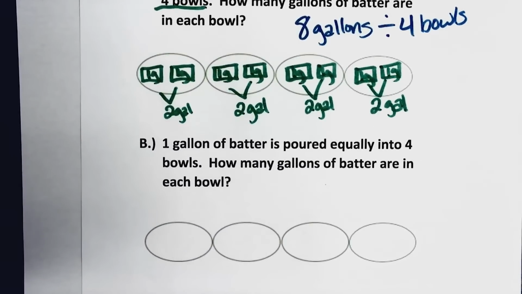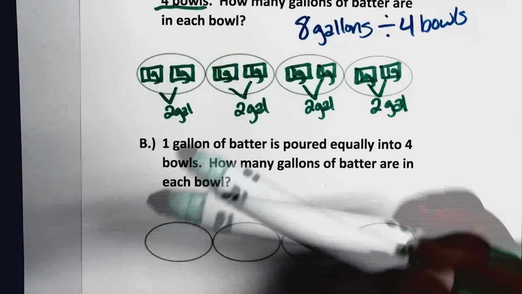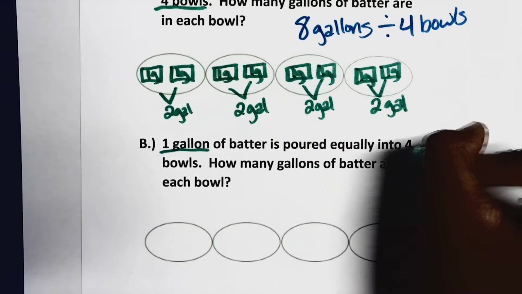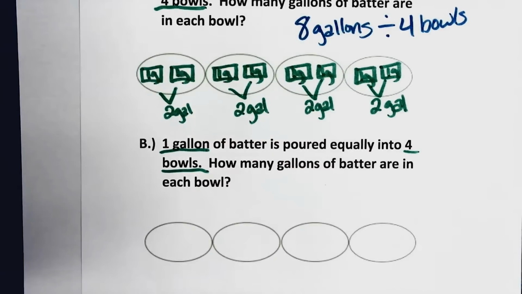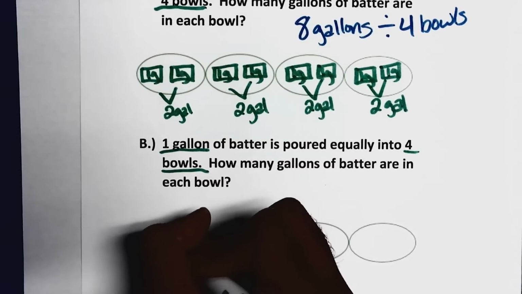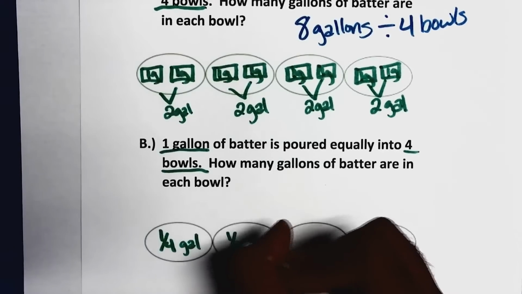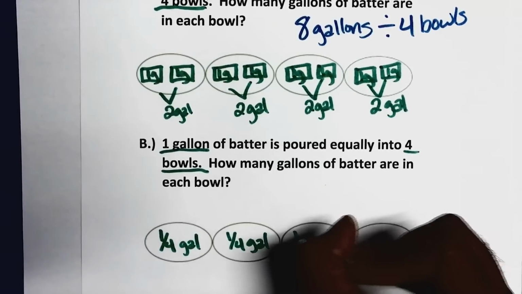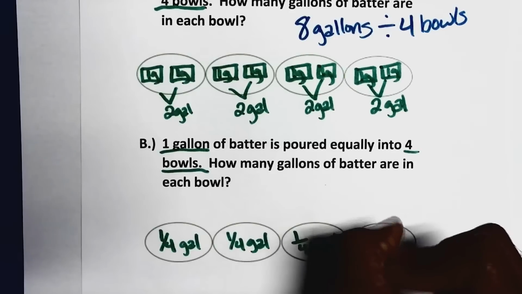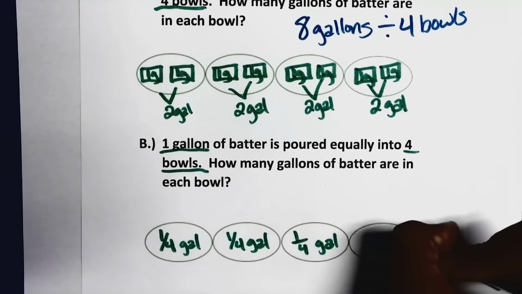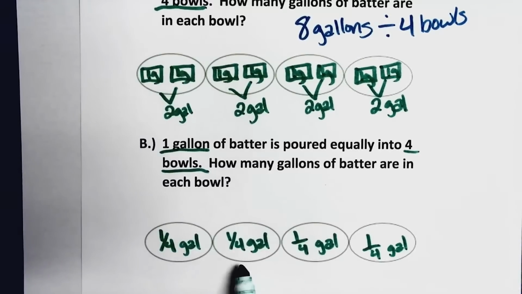B, again, was 1 gallon of batter is poured equally into 4 bowls. How many gallons of batter are in each bowl? So this one I'm going to divide up. I'm dividing 1 gallon into 4 bowls. So this bowl will get 1/4 of a gallon. This bowl will get 1/4 of a gallon. This bowl will get 1/4 of a gallon. And this bowl will get 1/4 of a gallon. 1/4 plus 1/4 plus 1/4 plus 1/4 will give me my 1 gallon.